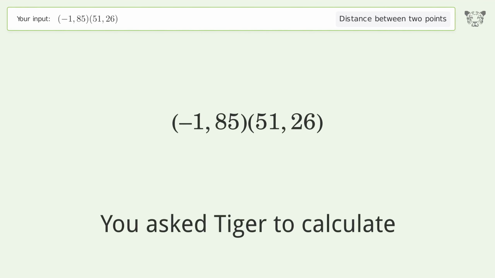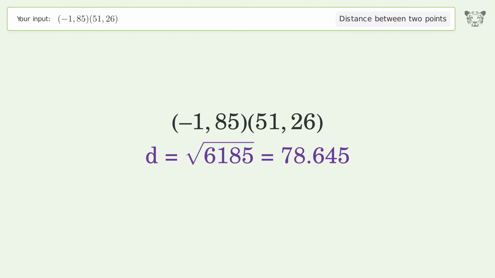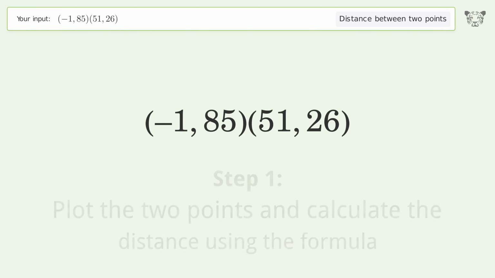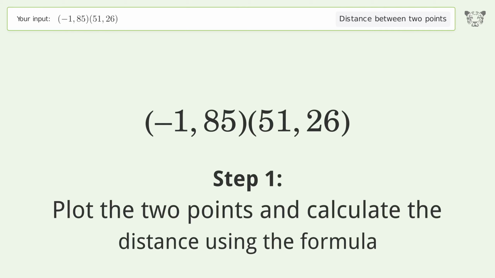You ask Tiger to calculate. This deals with the distance between 2 points. The distance between the 2 points is the square root of 6,185 or 78.645. Let's solve it step by step. Plot the 2 points and calculate the distance using the formula.